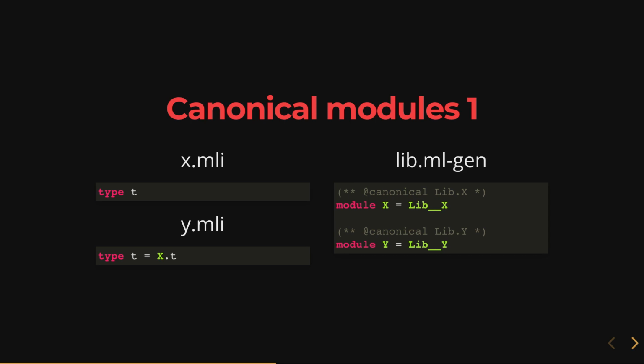Then when we compile x and y, pretending that they are lib__x and lib__y, we instruct the compiler to open the module lib, which brings the short names into scope and allows the files to compile as if their names hadn't been mangled.